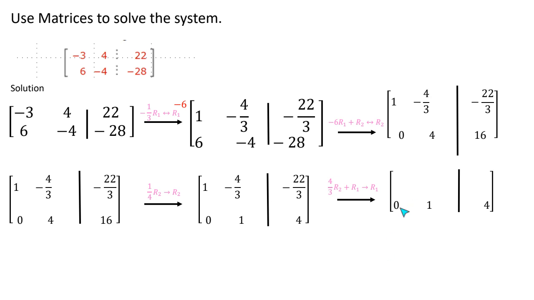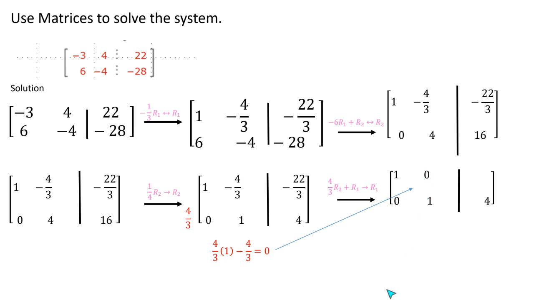Notice I'm not changing row 2, so I just write it as it is. And then we're going to do the work. So 4/3 times 0 plus 1 is going to be 1, so I place my 1. And then this next one, 4/3 times 1 is 4/3, plus a -4/3 is going to be 0.